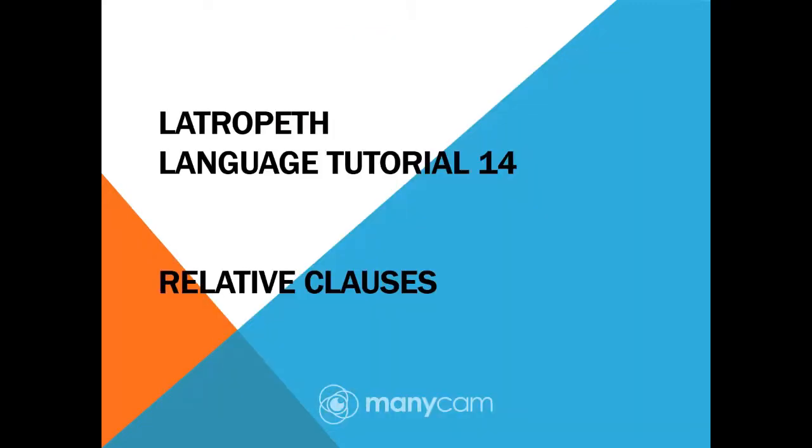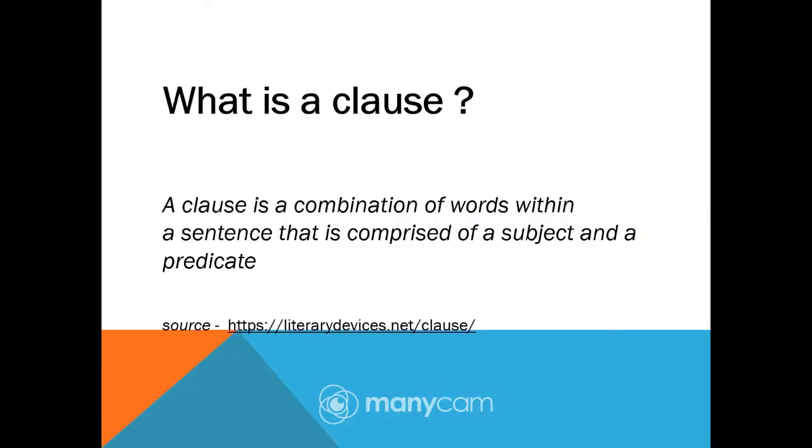Latropeth Language Tutorial 14, we're going to talk about relative clauses. Let's begin by asking, what is a clause? A clause is a combination of words within a sentence that is comprised of a subject and a predicate. So a subject is like a topic, and the predicate is something that says something about the topic subject. So it predicates something about it.